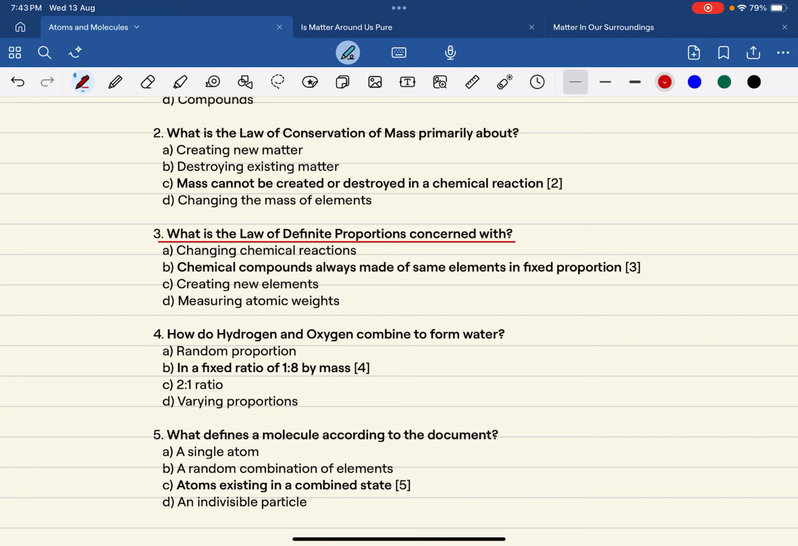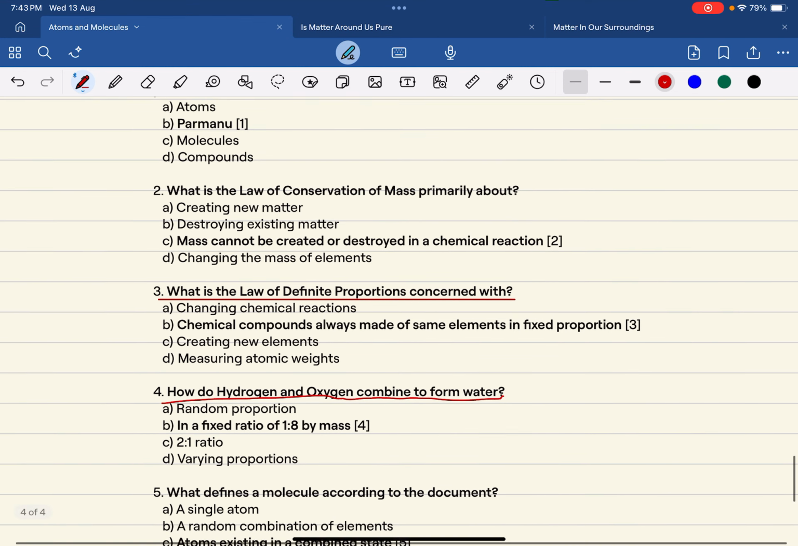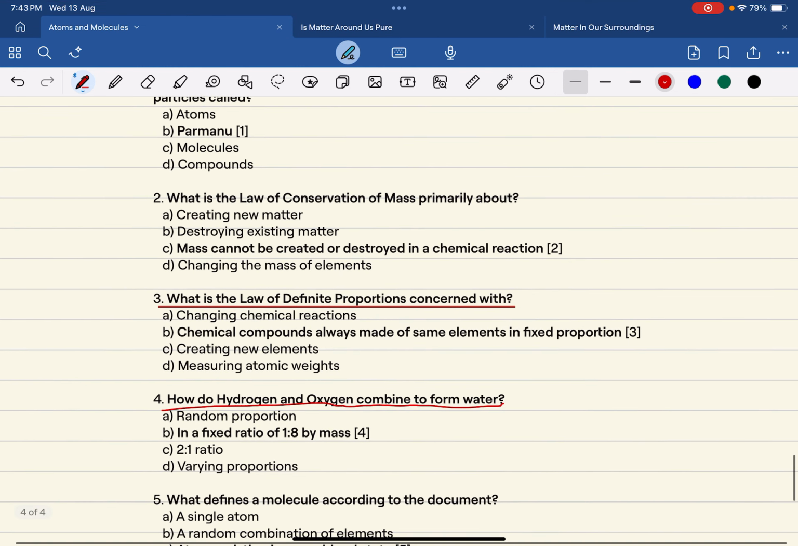Creating new element, measuring atomic weight. And how do hydrogen and oxygen combine to form water? In a random proportion, in a fixed ratio of 1:8 by mass, in a 2:1 ratio, or verifying proportions. What defines a molecule according to the document? A single atom, a random combination of elements, atoms existing in combined state, or indivisible particles. The answers are also given in the same question, so please identify the answer.